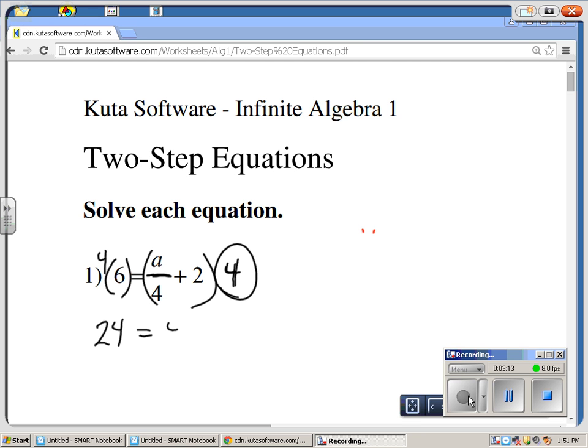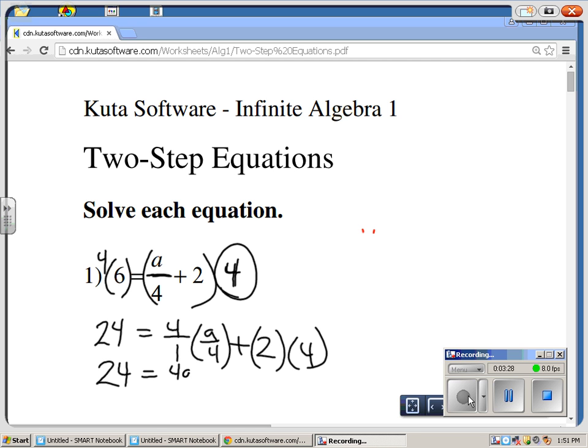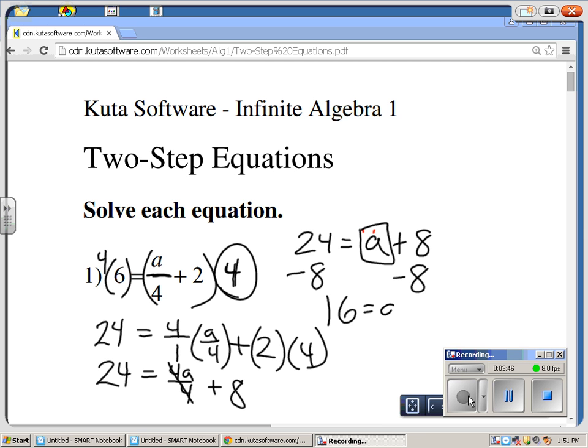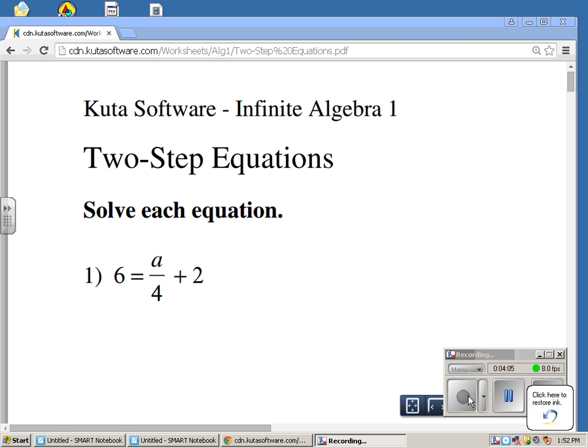So I take the 4 and I need to multiply it by the a divided by 4. I also need to multiply the 4 by the 2. So I'm using the distributive property. I get 4a divided by 4 plus 8. Well, 4 divided by 4 equals 1, so I get 24 equals 1a plus 8, and then I subtract 8 from each side, and I'm left with 16 equals a. So it's two different ways to complete the same problem. You can do it either way. I will normally do it the first way that I showed you, because I think it takes less work, less writing. Let's move on to the next problem that we're going to do, which is number 3.